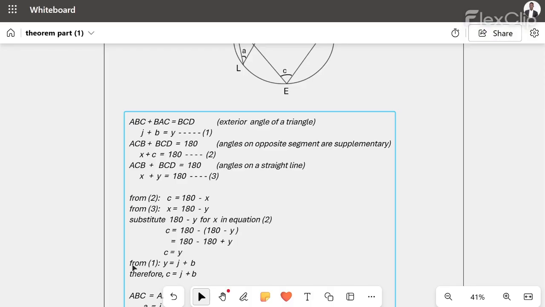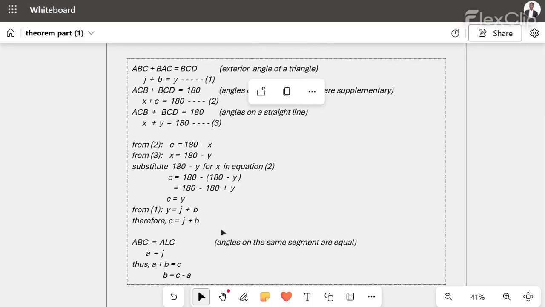Then the next step here, from equation 1, y is equal to j plus b. As you can see here, y is equal to j plus b. Therefore, c is equal to j plus b. Since c is equal to y, c is also equal to j plus b. Then angle ABC is equal to angle ALC. That is, angle A is equal to angle J. Why? Because it's an angle on the same segment.